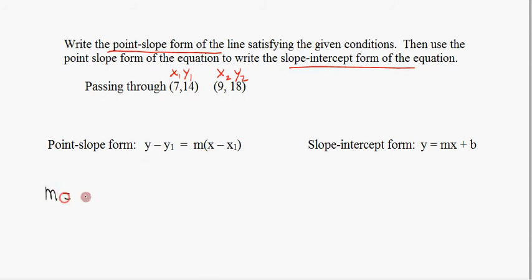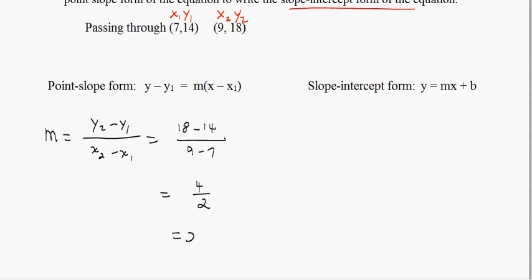So the slope is, recall, y2 minus y1 over x2 minus x1. So if we go with this as our x1, y1, x2, y2, we have 18 minus 14 over 9 minus 7. And that's going to be 4 over 2. Well, 4 over 2 is 2. So now I know what goes right there. The slope is 2. And we're going to go ahead and keep the x1, y1 as 7 and 14.